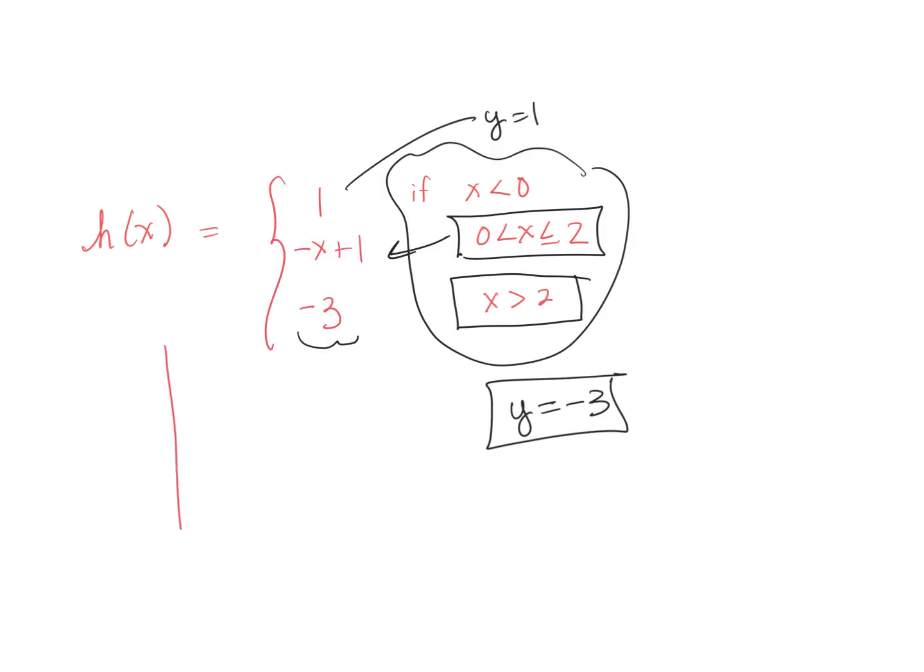functions. Sometimes your function will be given to you in pieces. Consider the function h of x that has 3 pieces. It's a straight line at 1 if x is less than 0. It is another line, but slanted, between 0 and 2. And it's a straight line at negative 3 if x is greater than 2. So what does this look like?